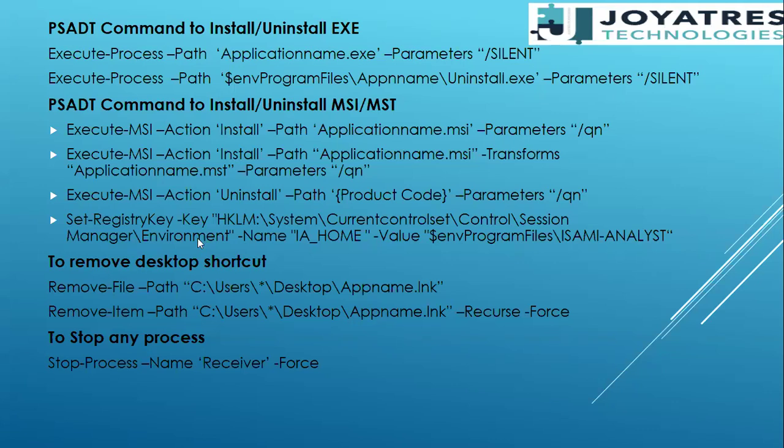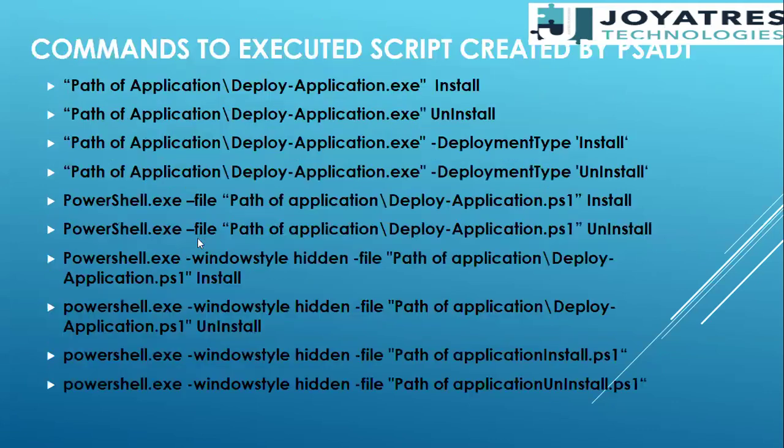So Stop-Process -Name, and you just have to give the name. In taskkill we used to give .exe, but here you don't have to give .exe. You just give -Name filezilla, and then we are going to forcefully stop the process.